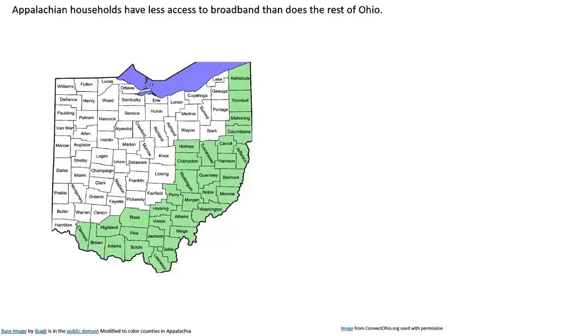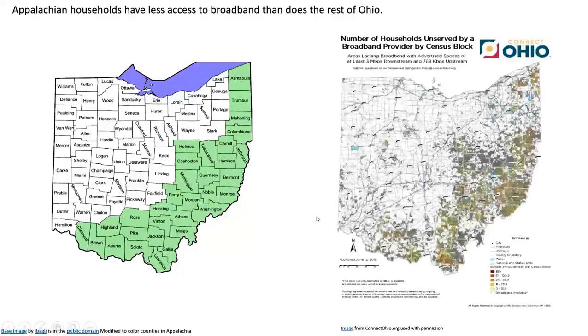So here we say Appalachian households have less access to broadband than does the rest of Ohio. I've shaded in the counties of Ohio. Again, down here, this image is in the public domain and was released by the author, I. Bagley. And when the student clicks, they then see this image, which is the counties in Ohio, this area, census tracts in Ohio that do not have access to broadband.